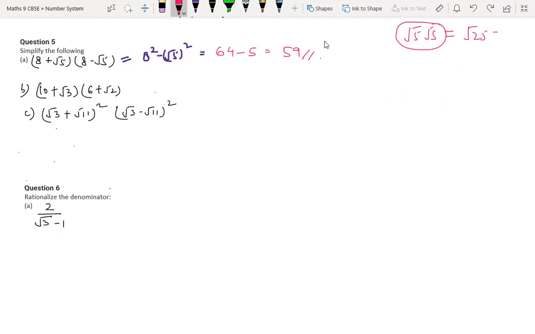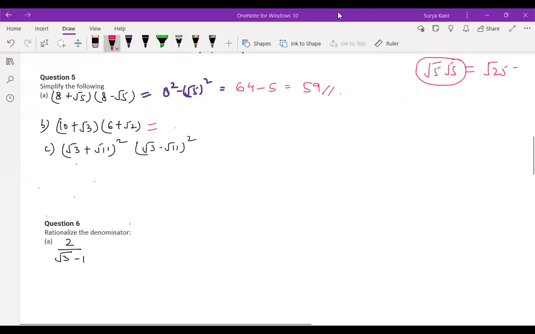Okay, sir. Again, just do the second part. All of you just give the answer for us. I just want answers from all. Who is there next? Who joined? Sir, is the answer 60 plus 10 root 2 plus 6 root 3 plus root 6?